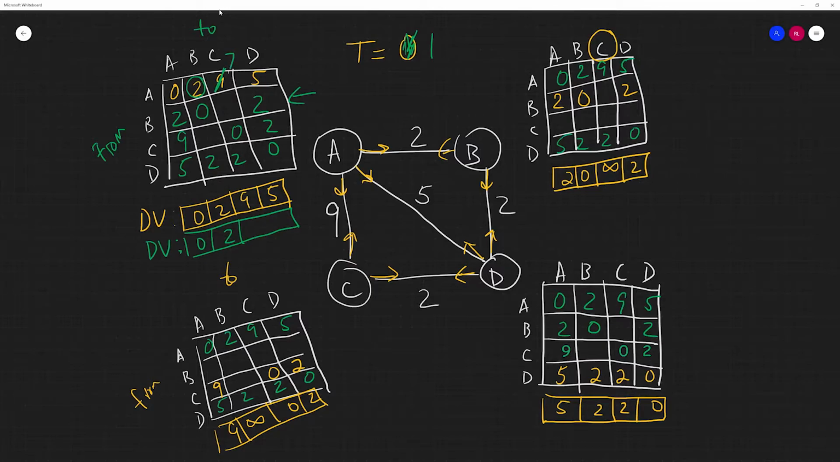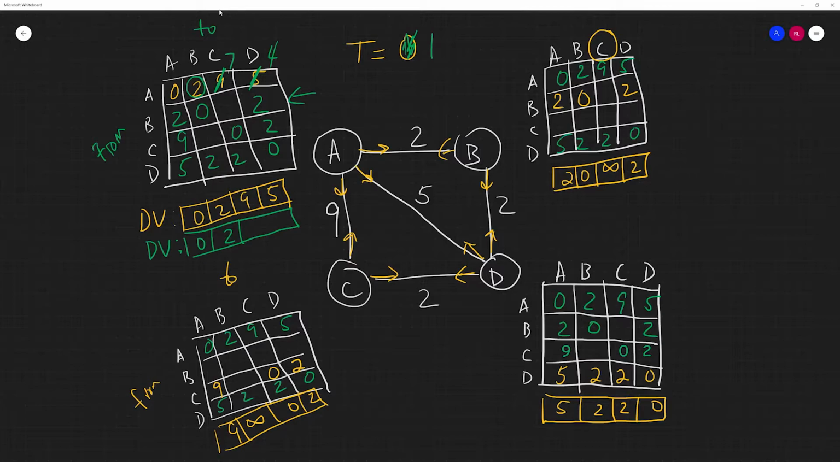Okay. And this is where I mentioned that timing matters. So over here, original cost to get to D is 5. And over here, we learned that B can get us to D in 2. And it costs us 2 to get to B. Okay, this the same circled one. So this is going to go down to 4.